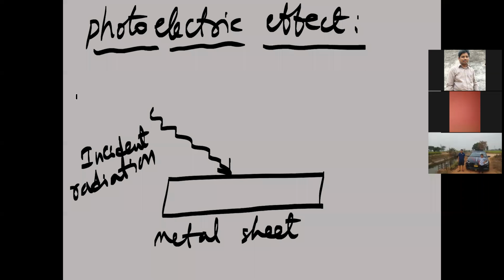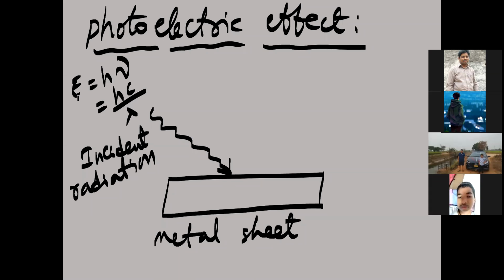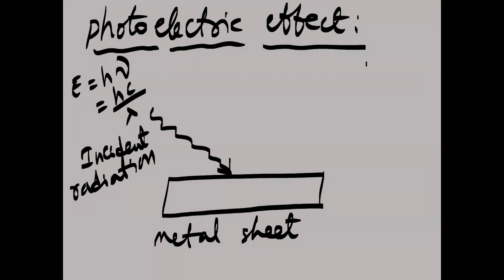This incident radiation has some energy which is equal to h nu, that is also equal to hc by lambda. So the energy of the radiation is equal to h into nu or hc by lambda. Anyone we can take here, so we can take two formulae. What is h here? Planck's constant. What is nu? Frequency of radiation. E is the energy of this radiation, and lambda is the wavelength of this radiation. So it is the energy of incident radiation.